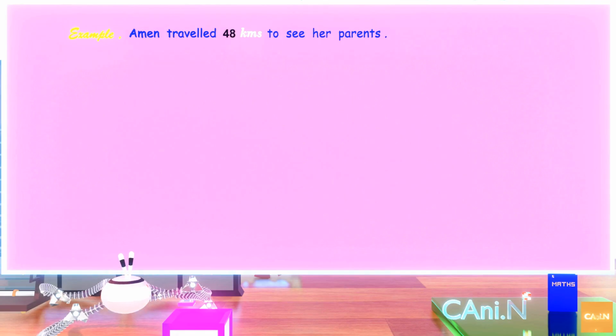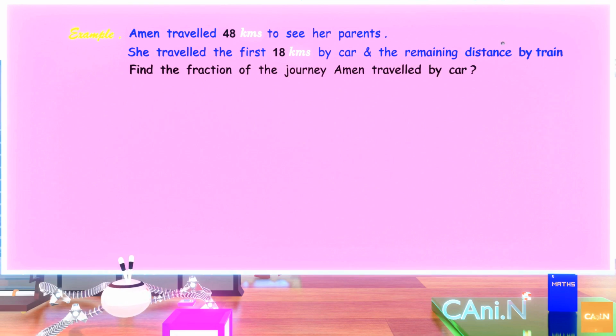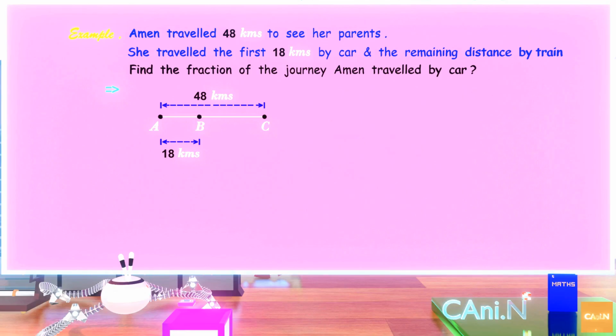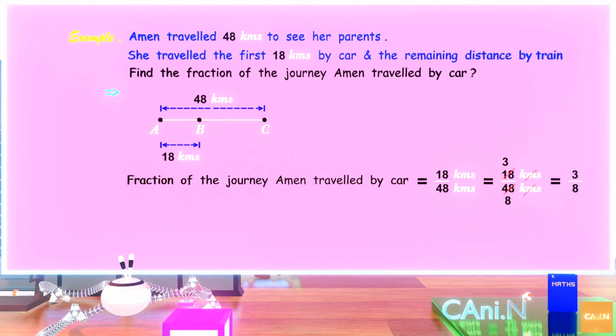Example: Aman traveled 48 kilometers to see her parents. She traveled the first 18 kilometers by car, and the remaining distance by train. Find the fraction of the journey Aman traveled by car. Let total distance Aman traveled be represented by AC, 48 kilometers. And let the distance Aman traveled by car be represented by AB, 18 kilometers. Therefore, fraction of the journey Aman traveled by car equals 18 by 48 equals 3 by 8.